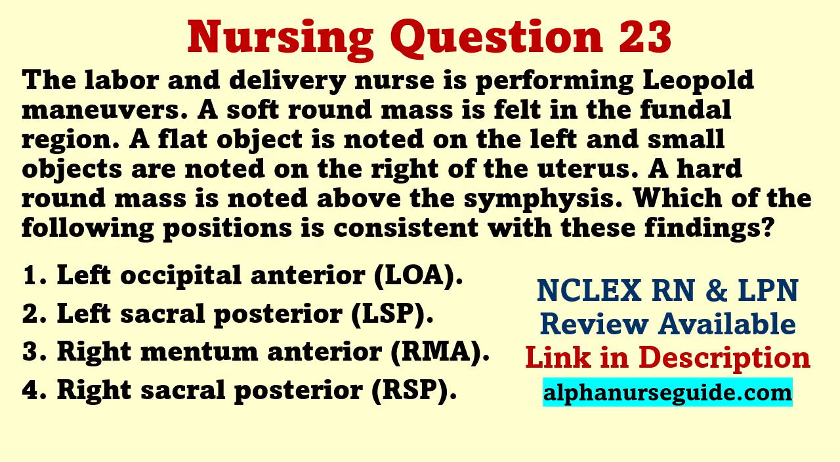In the left sacral posterior position, the fetus's buttocks are facing toward the mother's left posterior. A hard round mass is felt in the fundal region, and a soft round mass is felt above the symphysis. In the right mentum anterior position, the fetus's face is facing toward the mother's right anterior, and small objects are felt on the right of the mother's abdomen, with a flat area felt on the mother's left side. In the right sacral posterior position, the fetus's sacrum is facing the mother's right posterior, and a hard round mass is felt in the fundal region, while a soft round mass is felt above the symphysis.